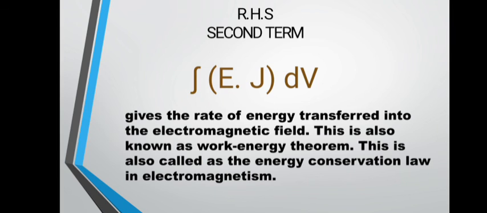On the right hand side, there is also a second term, the integral of E dot J dV, and this gives the rate of energy transfer into the electromagnetic field. This is also known as the work energy theorem. This is also called the energy conservation law in electromagnetism.